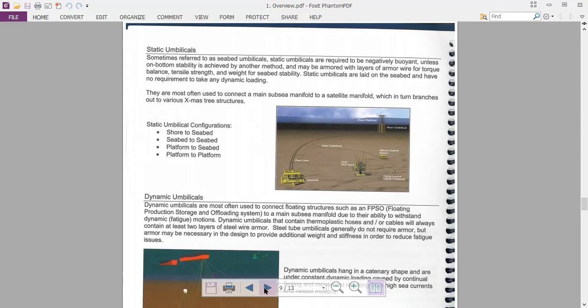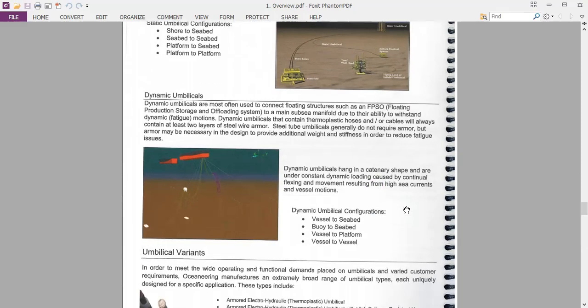Then lastly, we have platform to platform, which is obvious. You have a platform, you have a gangway. Under the gangway, most times, you will see umbilicals. Human beings are going on top. On the flip side, it's wire, your umbilicals. They fasten them there to take connections from one platform to another. Okay?